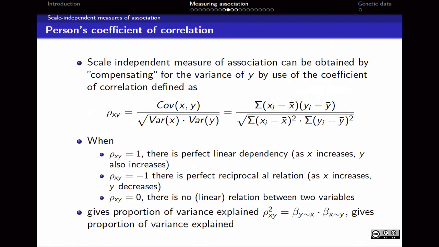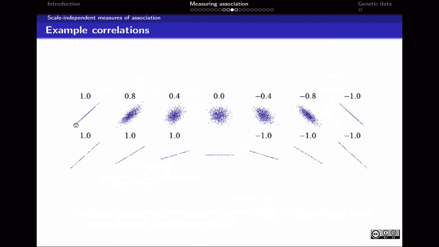The square of the coefficient of correlation, also called the coefficient of determination, gives the proportion of variance explained, and this is a very important statistical measure of the strength of relation between two variables. And of course it varies between 0 and 1, with 1 being a perfect correlation, either -1 or +1, which means we can perfectly predict x from y or y from x. And when the coefficient of determination is 0, we don't see any linear dependency between x and y.